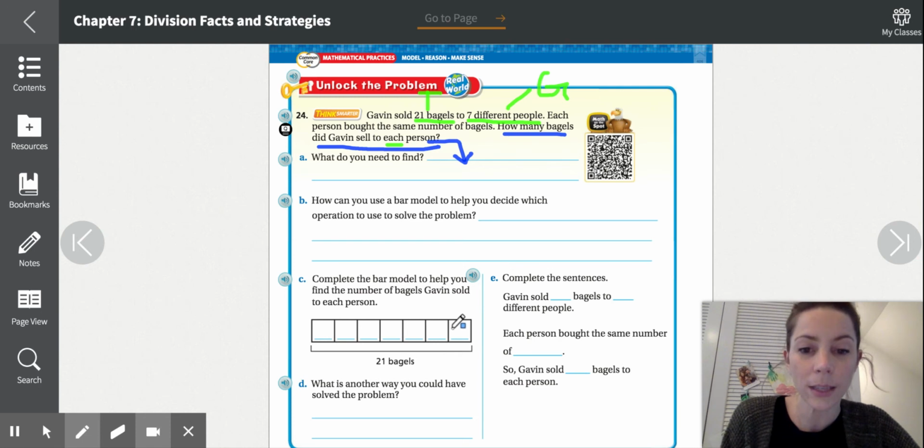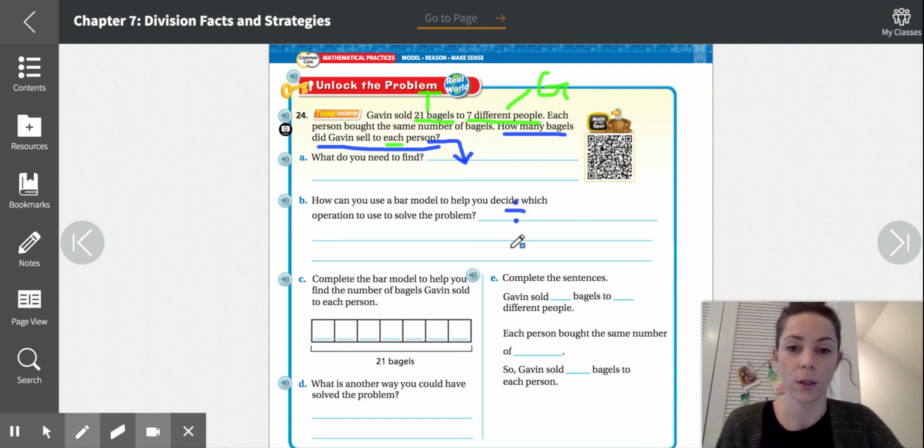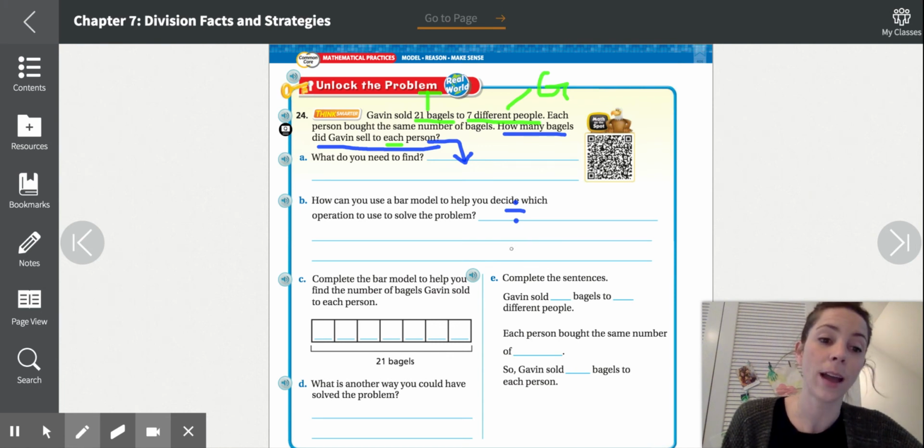So if I'm missing how many in each, I need to do division. If I already know the total, I do division. If I need to find the total, I do multiplication, okay? So that's how you would explain using the bar model to help decide that you're supposed to be doing division for this problem. I'm not gonna multiply 21 times 7. I'm gonna divide 21 divided by 7 because I know 21 is the total and that's across the bottom.